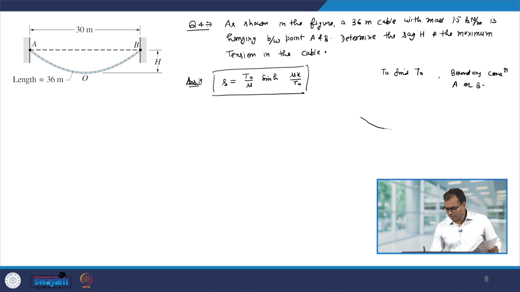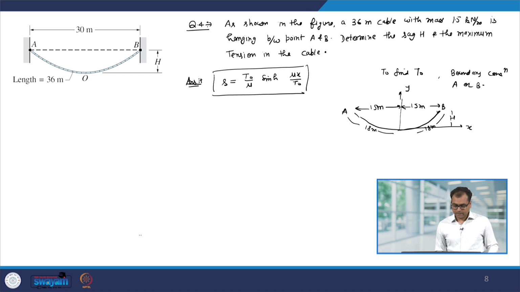So, you have this cable, this is point A, this is point B. Remember, you have to put the origin at the minima. So, this will be 18 meter, this will be 18 meter, and this is 15 meter, and this is also 15 meter. So, S here is 18 meter equal to T naught divided by mu. Mu is 1.5 kilonewton per meter. So, this will be 1.5 sine hyperbolic, mu is 1.5, x is 15, divided by T naught. Now, let us simplify this. So, this will be 27 divided by T naught equal to sine hyperbolic 22.5 divided by T naught.